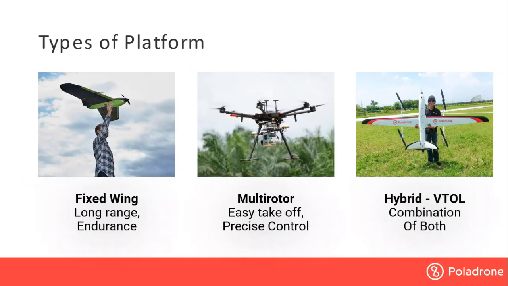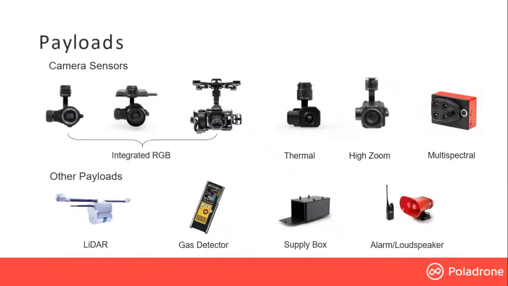So talking about platform, actually we have different types. Basically in here, we're going to focus more on multi-rotors, so later I will explain more. We also have other choices like fixed wing and the hybrid version of VTOL. And we have different types of payloads. As you can see, there's a thermal payload here, which we're going to talk about later. And we also have other payloads like high zoom and multispectral for other industrial purposes and uses.